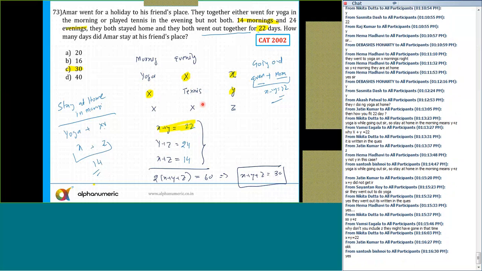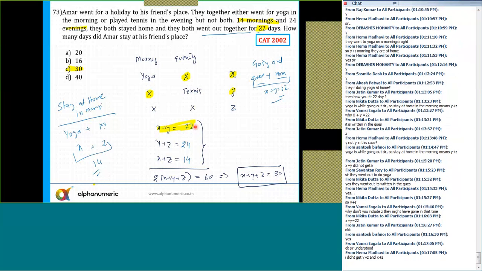Again, what is the confusion? Just see here. They together either went for yoga or for tennis. So on X days they went out for yoga, and on Y days they went out for tennis. So what is the total number of days on which they went out? That is X plus Y, and it is equal to 22, because they both went out for 22 days. Any doubts to anyone now? Step by step, tell me. Any doubts in X plus Y equal to 22?